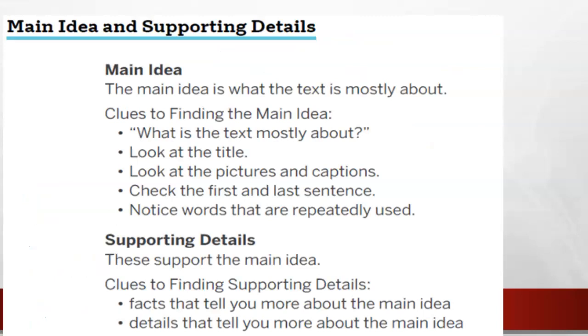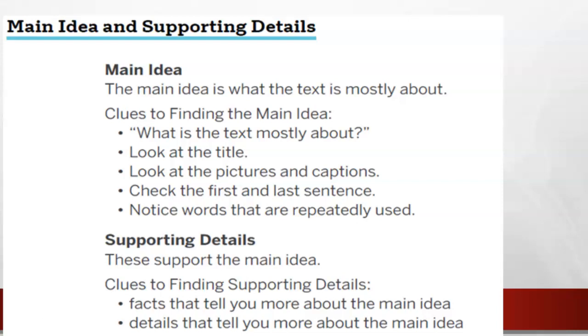So during our reading today, we're going to focus on main idea and supporting details. So we know that the main idea is what the text is mostly about. We've talked about it before, and like I told you, we're going to continue to talk about it. This is always going to be a topic that we discuss. Main idea. We're going to discuss this topic all year.